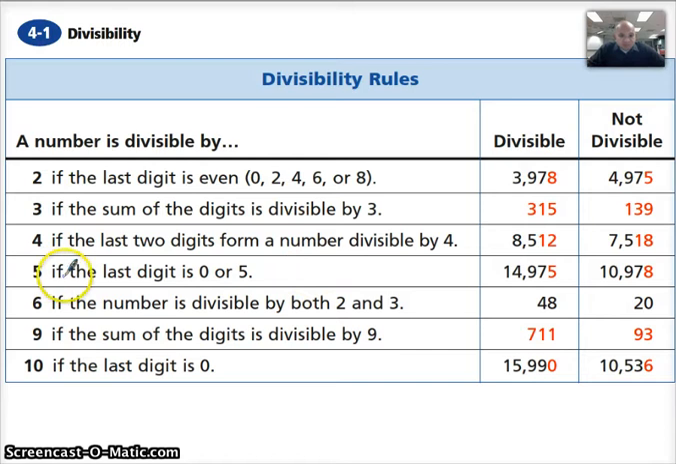For the number 5, a number is divisible by 5 if the last digit is 0 or 5. You should know that. Anytime you see a 0 or a 5 at the end of a number, you know it's divisible by 5.